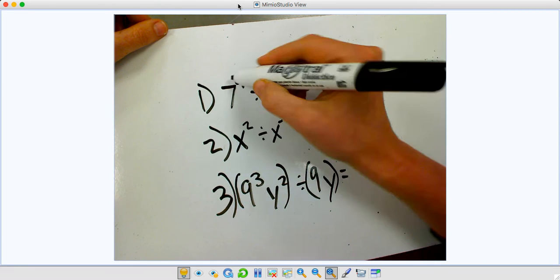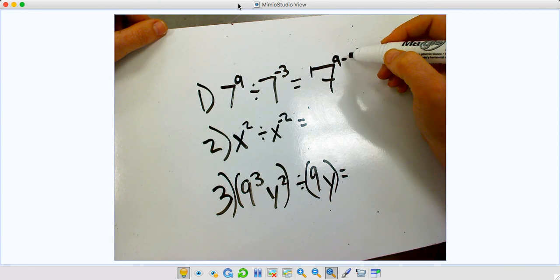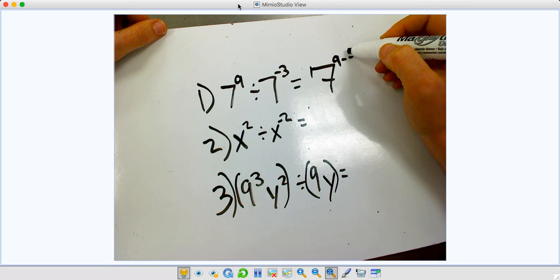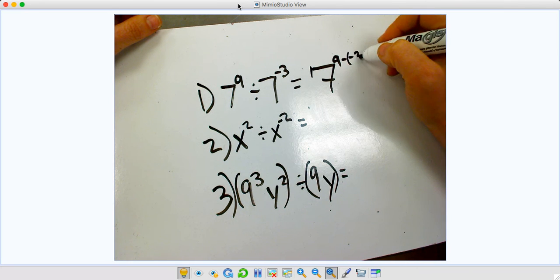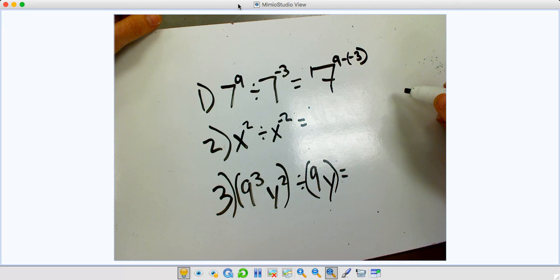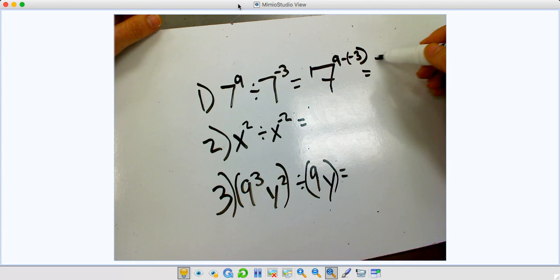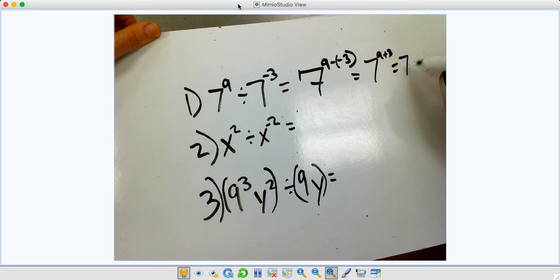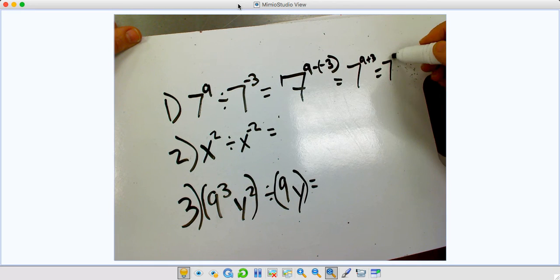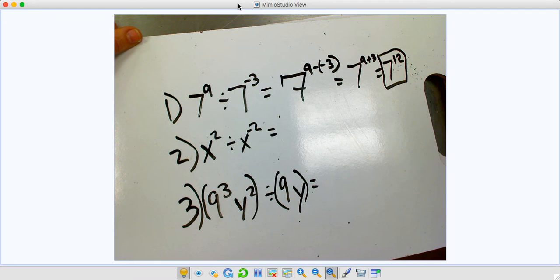Take the first exponent, 9, subtract the second one, so I put my negative sign. Oh, yes, that is so right, Petra. We do have another negative sign, so we keep that second one in parentheses. Simplify, we get 7 to the 9 plus 3, which equals 7 to the 12th power. Pat yourself on the back there.